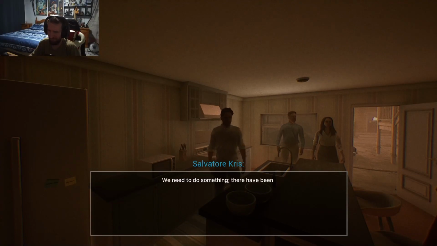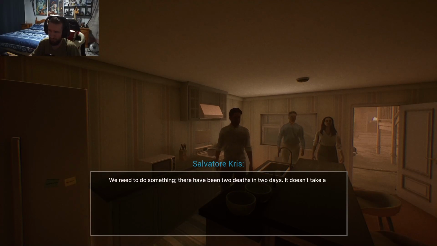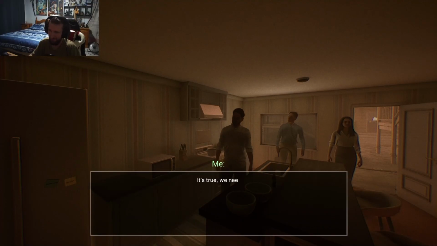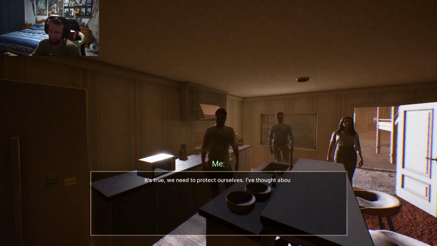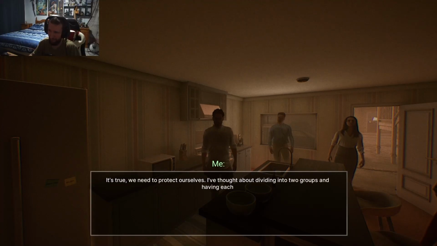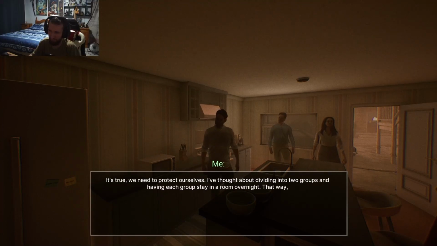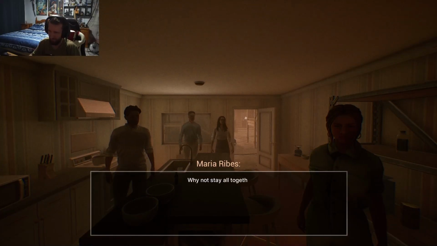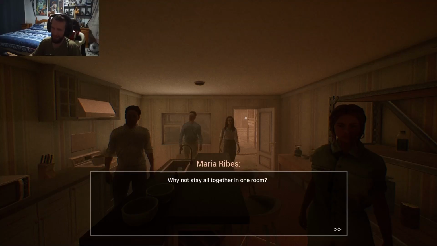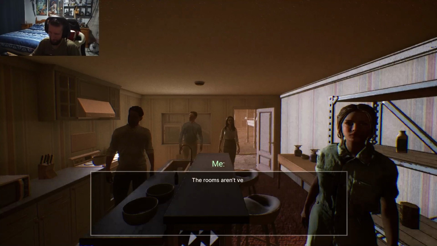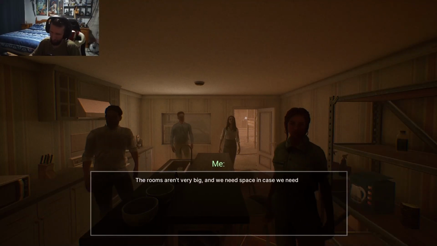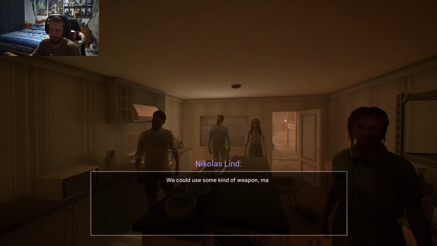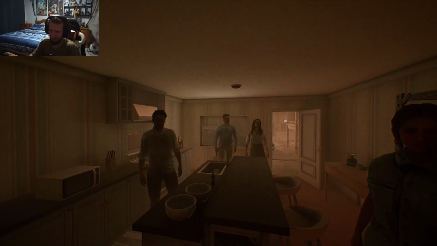We need to do something. There've been 2 deaths in 2 days. It doesn't take a genius to realize that thing is hunting us. It's true. We need to protect ourselves. I've thought about dividing into 2 groups and having each group stay in a room overnight. That way we can protect each other. Why not stay all together in one room? These rooms aren't very big, and we need space in case we need to defend ourselves. We could use some kind of weapon, maybe knives from the kitchen.